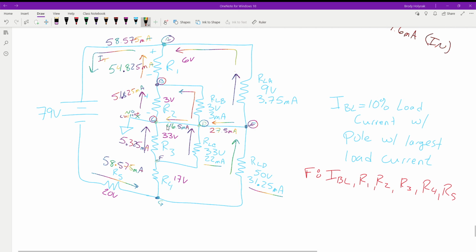Oh, let's change that music. That's one we haven't used.